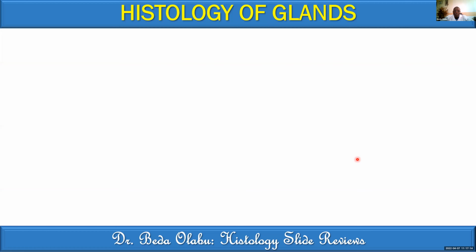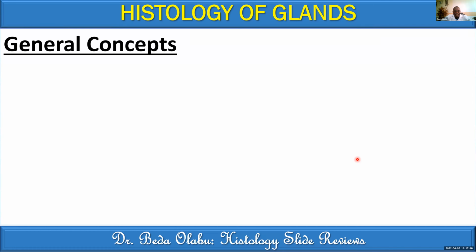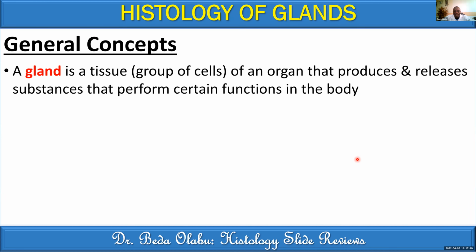Now, in terms of how the salivary glands look like histologically, before I talk about each of them, I want to give you first a template of how glands look like histologically, so that we are going to narrow down to how salivary glands look like. Then we are going to narrow down to how each of the salivary glands look like. That will be much easier. So what I'm going to do first is to just give you a general outline of how glands in general look like histologically. Remember, a gland is a tissue or a group of cells or an organ that produce and release a substance that performs some specific functions in the body.